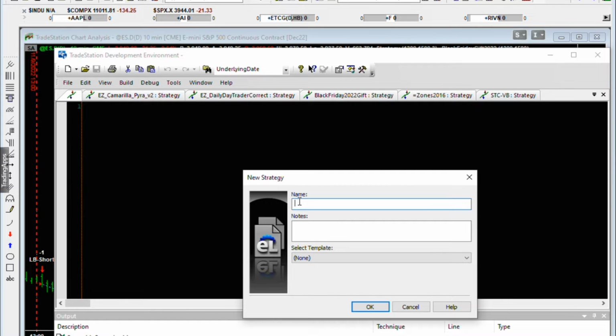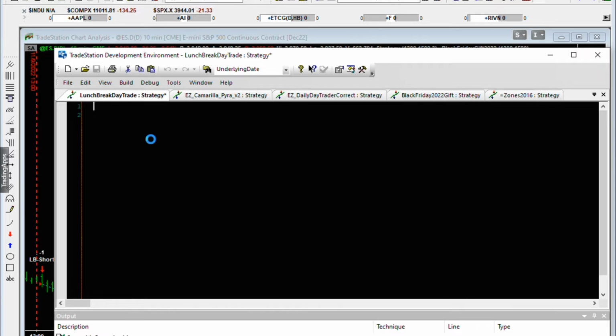Let's call this the lunch break day trade system. Lunch break day trade. We're going to use the select template. We're going to use none. We're going to go ahead and start typing our code in as quick as I can, because I want to do this in less than 10 minutes. Now, did I do this originally in 10 minutes? No, it took me a little longer. But I want to show you that if you know what you're doing, you could program this in less than 10 minutes. So let's go ahead and see.